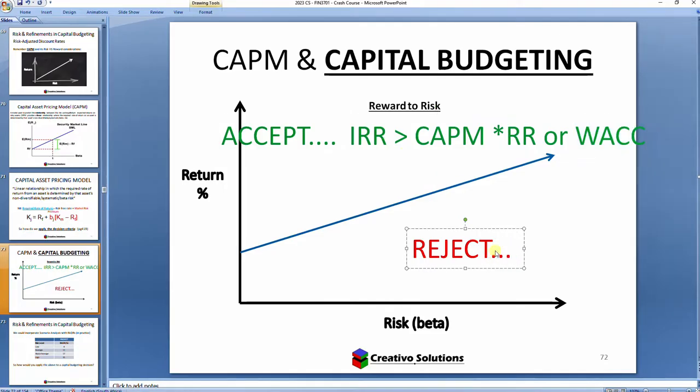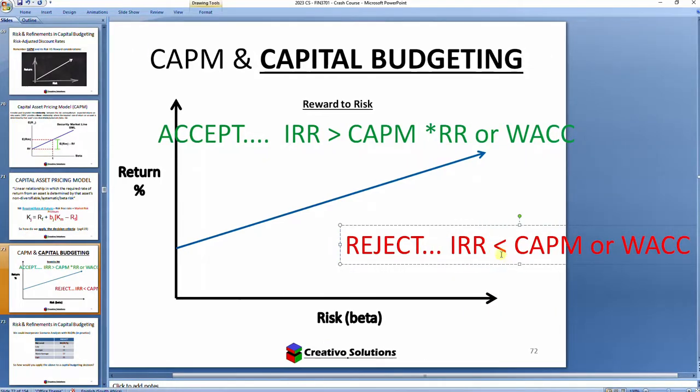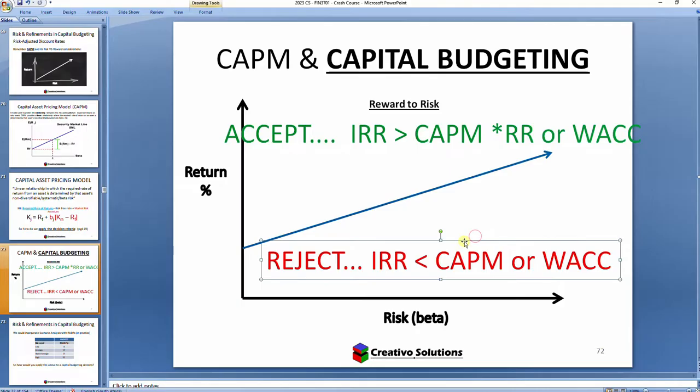Okay, you would reject if IRR is less than CAPM, the required return, or less than the weighted average cost of capital, because then it doesn't make any sense to go raise capital in the market. Remember, money has a price. If you're going to take out a loan, the bank is going to want interest. If you're going to sell shares to your shareholders, they're going to want a dividend. They're going to want some sort of return on investment.